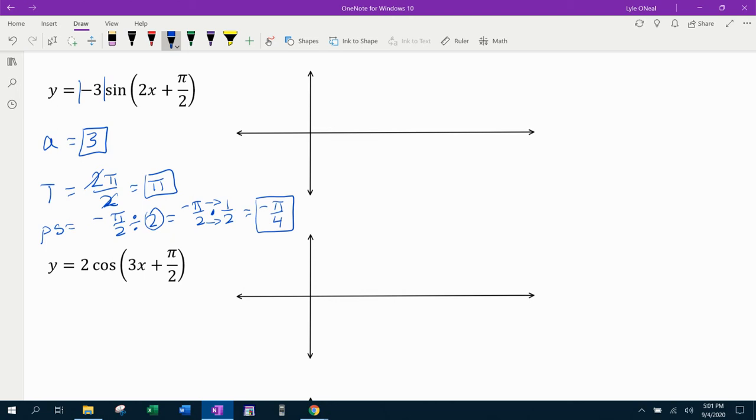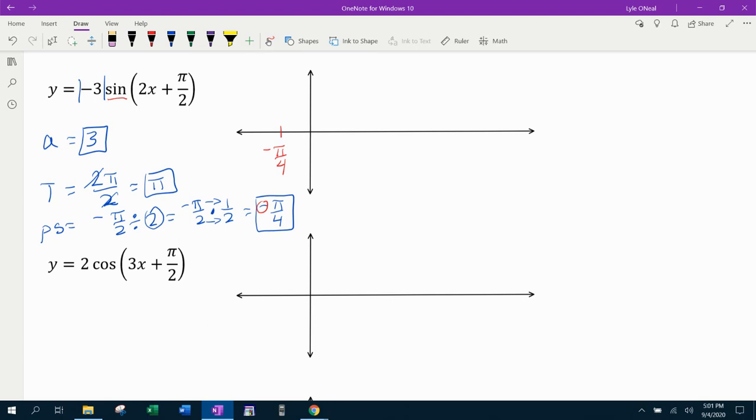Now that I have the amplitude, period, and phase shift, I can go through the process of graphing. Step number 1, starting point: sine starts at the origin. Step number 2, phase shift. Since my phase shift is negative, I'm going to shift to the left a distance of pi over 4. And so that starting point that was at the origin is now going to be here. I had to shift it over.